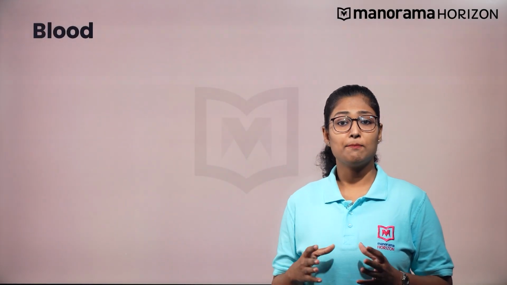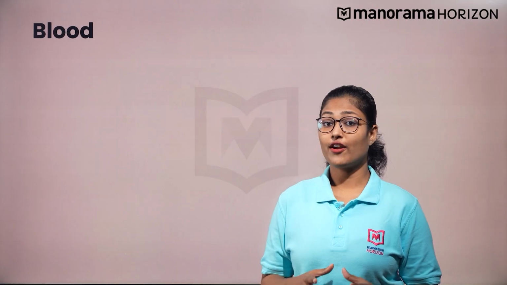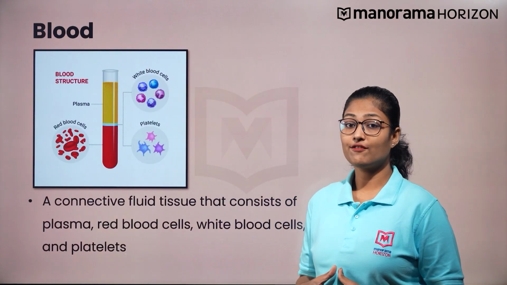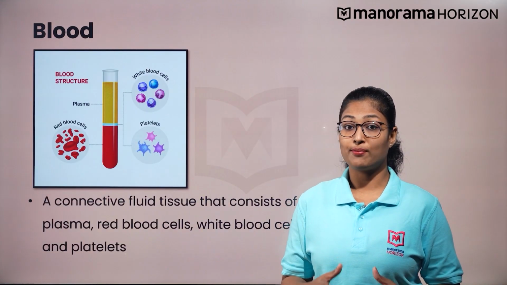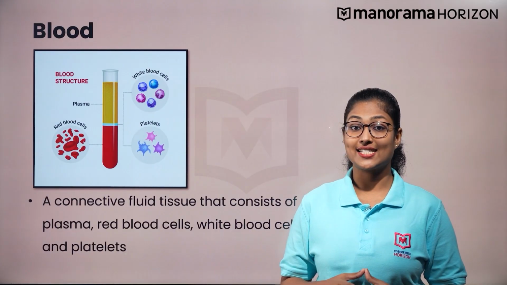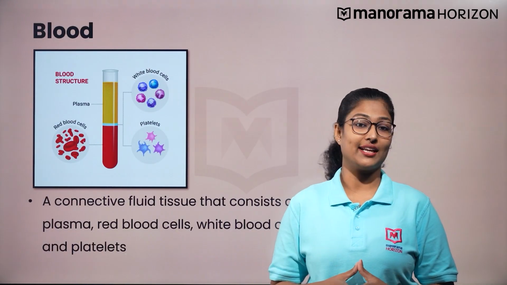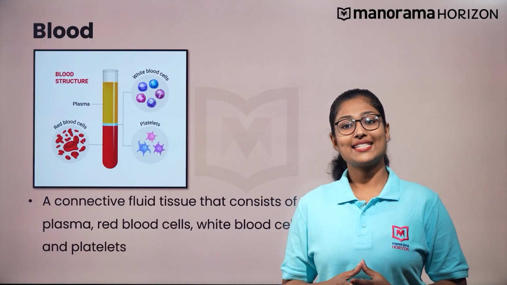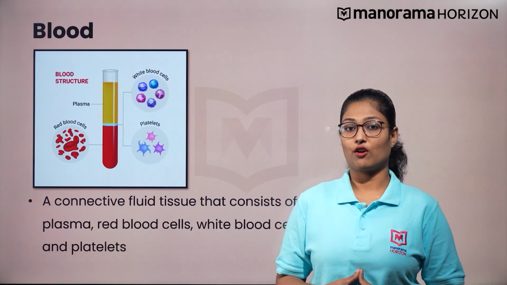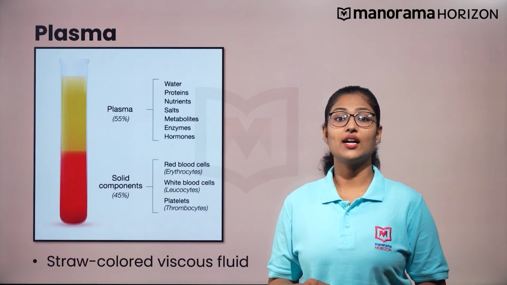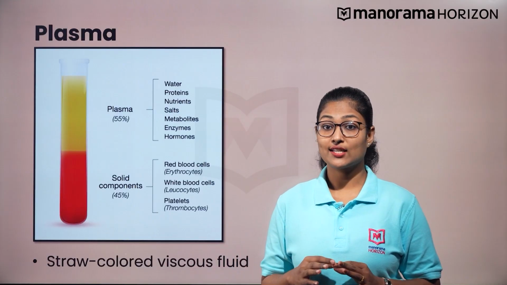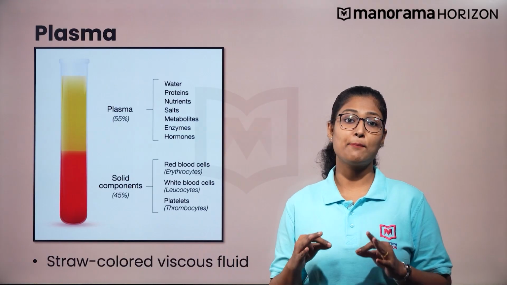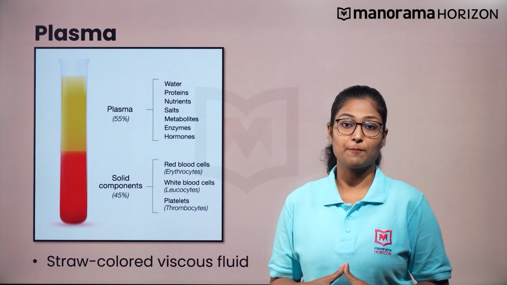How can you define blood? We can define blood as a connective tissue that consists of plasma, red blood cells, white blood cells and platelets. Now, let's see what plasma is made of. Plasma is a straw-colored viscous fluid that constitutes 55% of the blood volume.